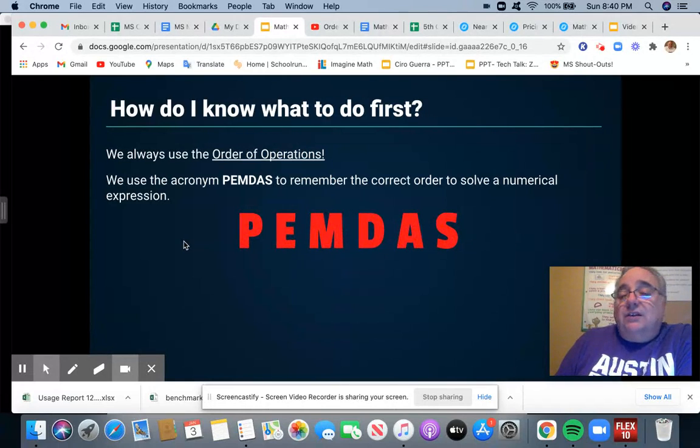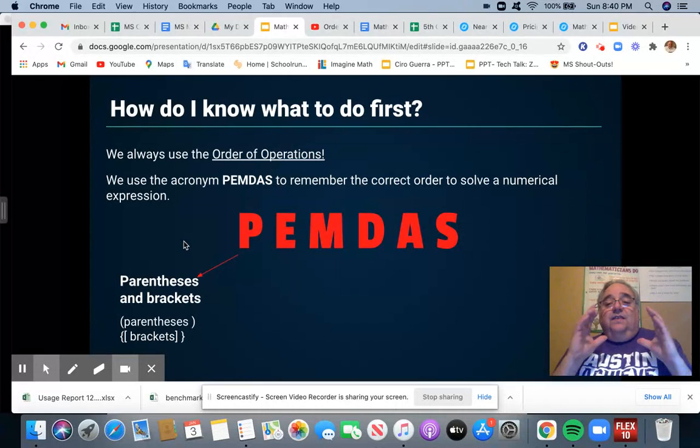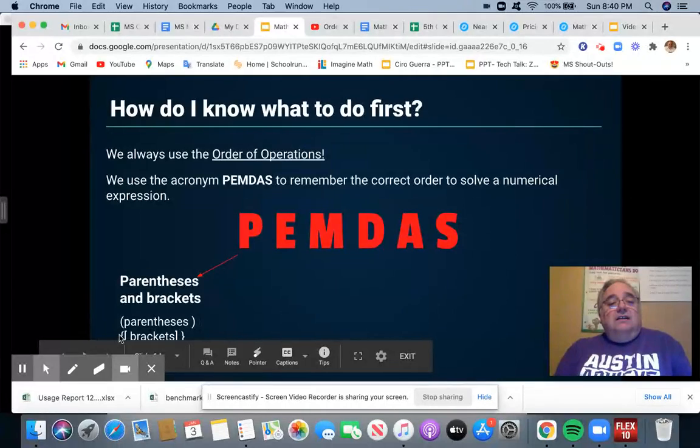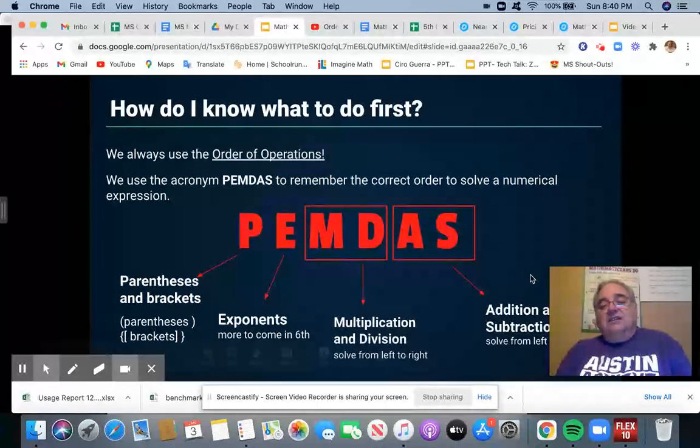All right, so let's look at it. The P stands for parentheses and brackets. They have several different types of symbols. They have parentheses, then they have these sets of brackets here. The next one is exponents. Next one is multiplication and division. And then the last one is addition and subtraction.